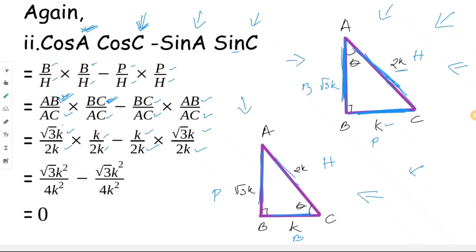So root 3k into k will give me root 3k square. Then 2k into 2k, 4k square. And then k into root 3k, root 3k square, 2k into 2k, 4k square. You can see that this is plus and this is minus, which means I can subtract both of them. My answer will be 0.